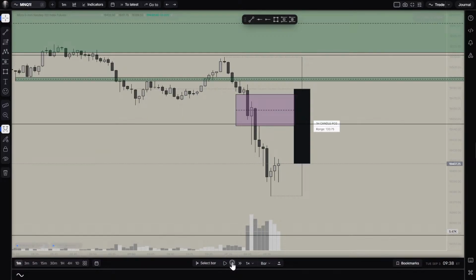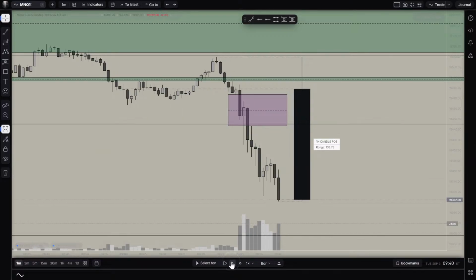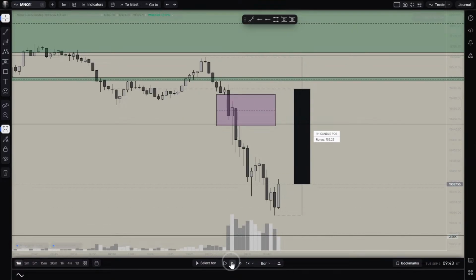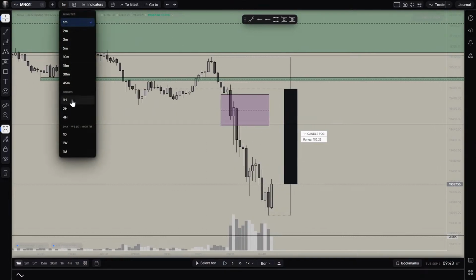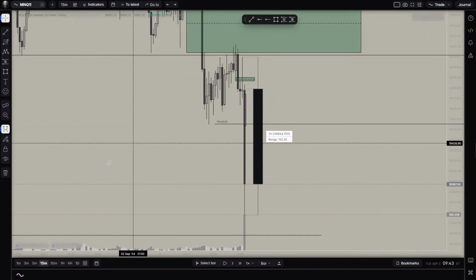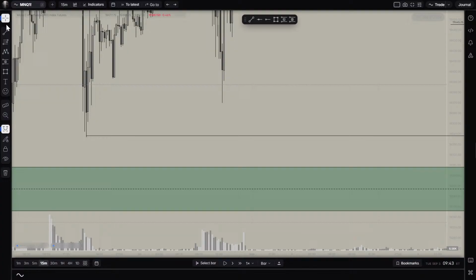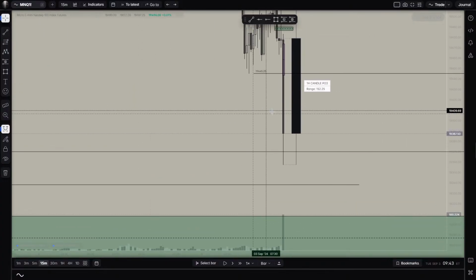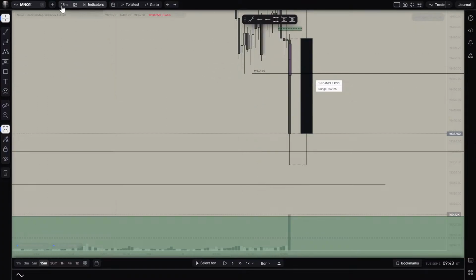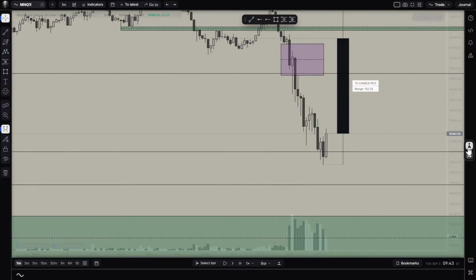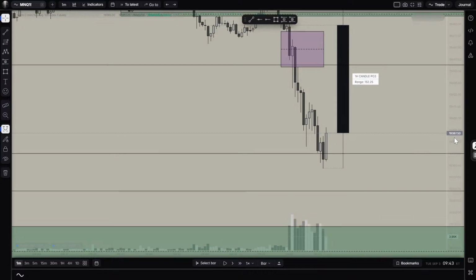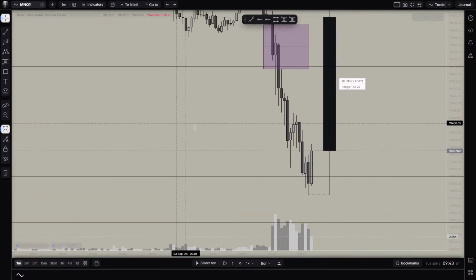Let's move a little bit. Okay, 10 minutes is priced. Yeah, it has taken this low. So this move justifies it. Okay, let's see. Does this inversion work?